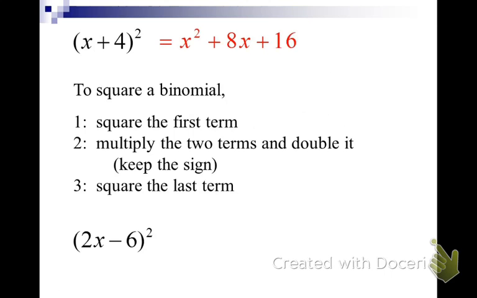Same kind of problem when we start with 2x minus 6 squared. We're going to multiply the 2x times the 2x to make 4x squared. We're going to multiply the 6 times 6 to make 36. And then the middle term is simply 2x times negative 6 times 2. 2x times negative 6 is negative 12x times 2 is negative 24x.